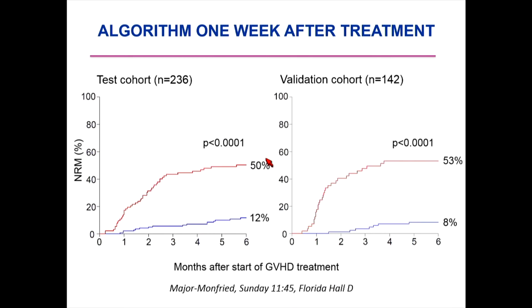In data that I'm not showing you, we get very similar separations, whether patients have had a response to treatment on day 7. If they've had a response, it still turns out about half of those patients are at high risk and are going to have a high NRM. And even if they don't have a complete response by day 7, you can still see a significant number of those patients are actually at low risk. So now we have a single algorithm that can tell us about the future of GVHD outcomes before the onset of symptoms, at the onset of symptoms, and after treatment.